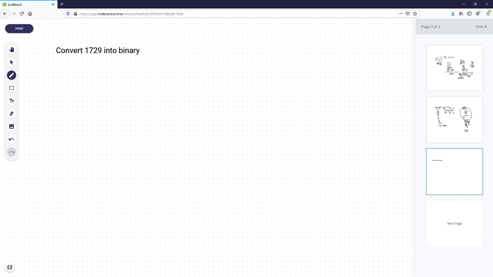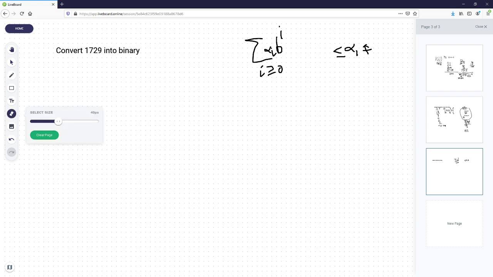So it works if you're going from any base to any other base. And the mathematical theory behind it is something like: any number can be written as the sum of alpha i times b to the i, where i is greater than or equal to 0, and all these alpha i's are between 0 and b minus 1. Well, I guess this is a not equals, so let me erase that.